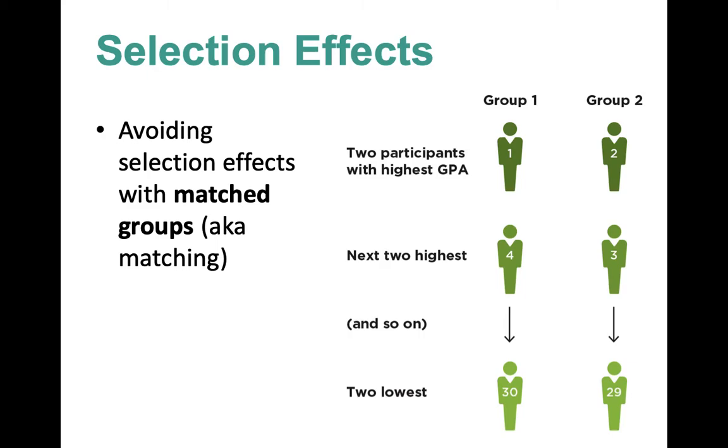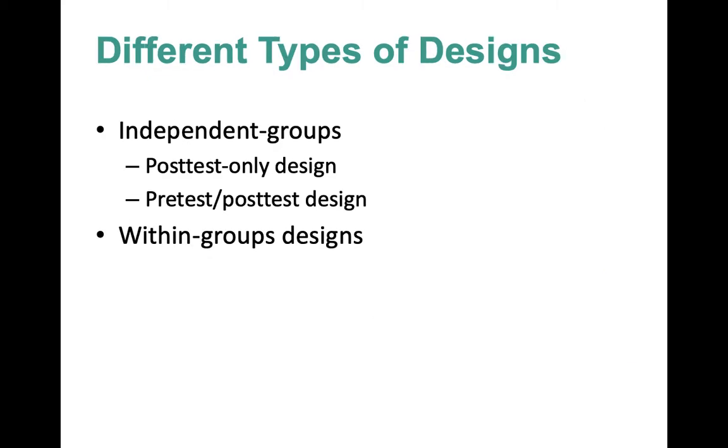So a matched groups design is really trying to make sure that you've got roughly equivalent GPA, or roughly equivalent levels of some other variable that you think could be a confound, and not just letting random chance take over, but trying to give yourself the greatest possibility of making sure that you've got matched groups on that variable that could otherwise be a confound.